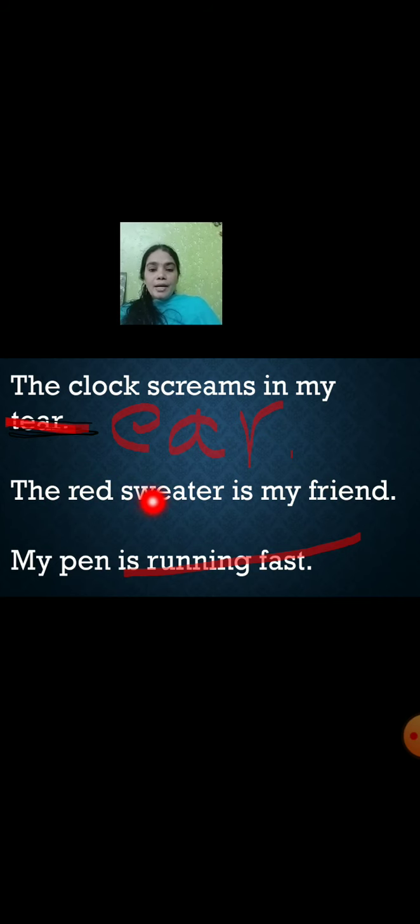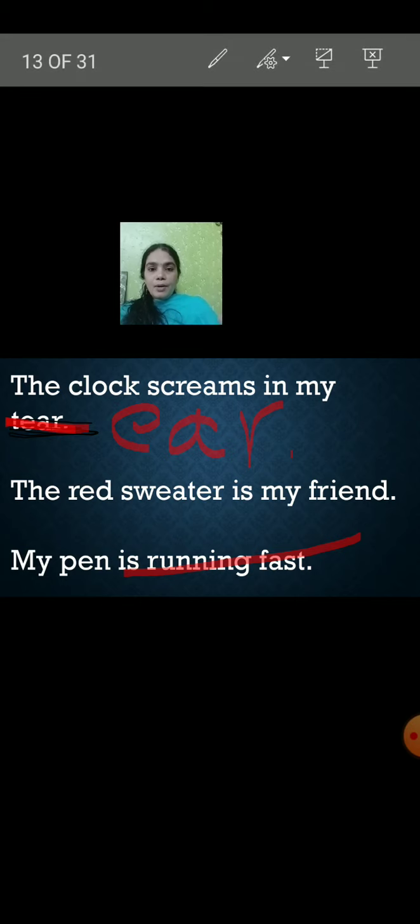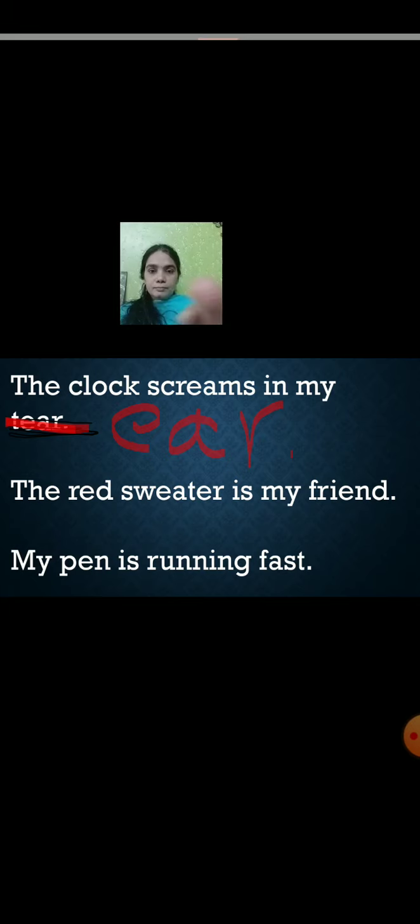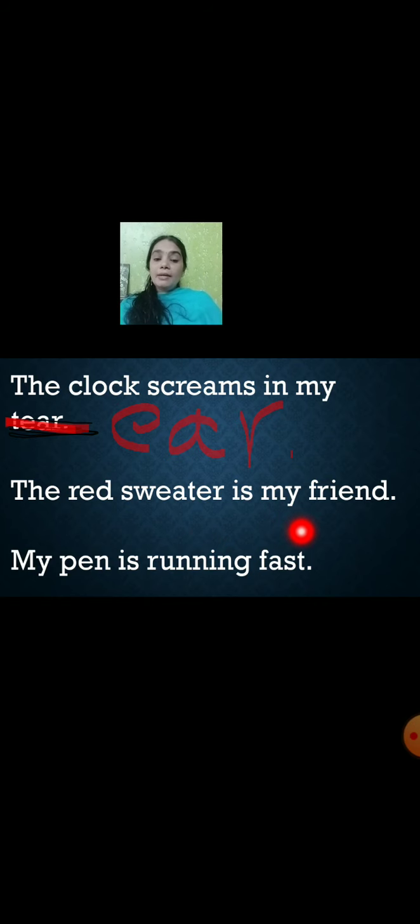The red sweater is my friend. So, understood this sentence? Red sweater. Have you ever heard that a sweater becomes a friend? No. Because you like that red color sweater very much, like how you like your friend, you give the sweater the human attribute. So the red sweater is my friend.